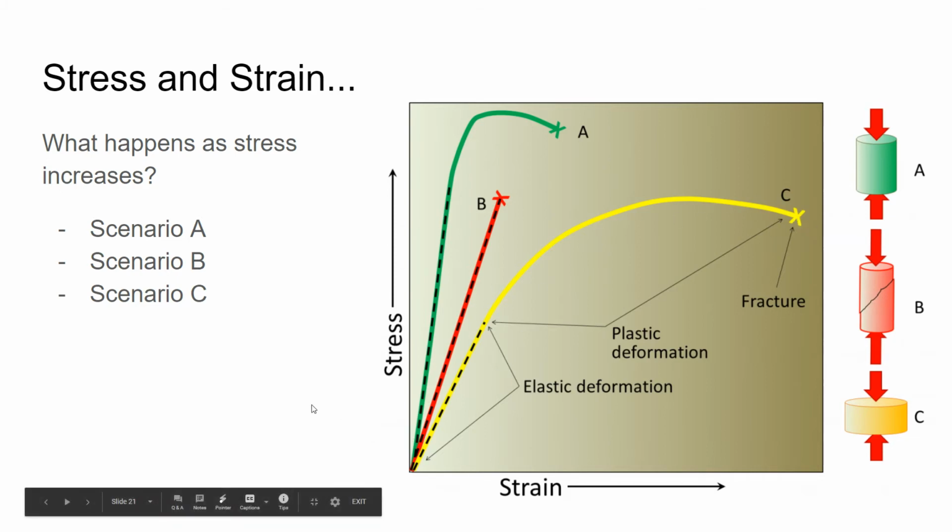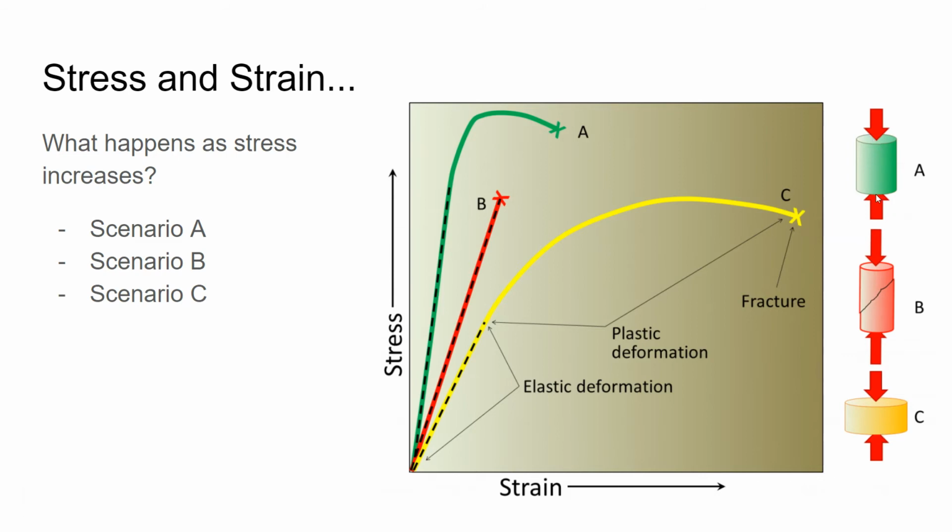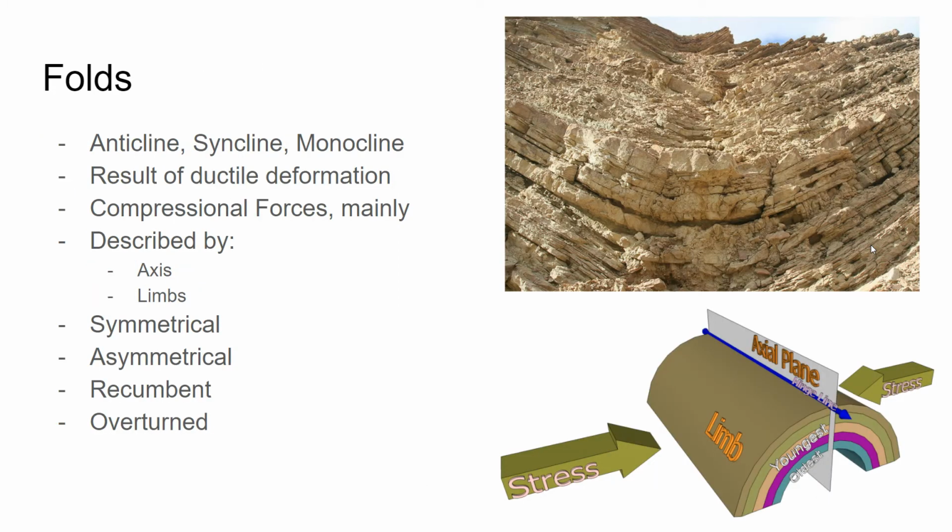So that's really important. But these are the different kinds of things you can end up with. If you take a test cylinder and put it in an apparatus and test it, this is all mathematically demonstrable in a lab. One of the forms of plastic deformation is folds. And of course, the main form of plastic deformation is folds.